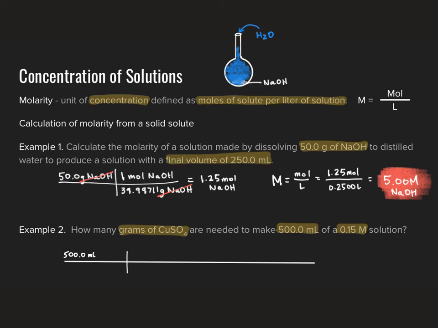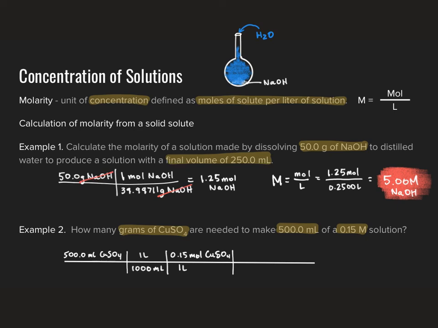So we'll start off with 500 milliliters of our solution of CuSO4. There are 1,000 milliliters in 1 liter of solution. My next step along the monorail: per 1 liter of solution dissolved, there are 0.15 moles of CuSO4, and recognize that ratio of moles per liter is my molarity right there.